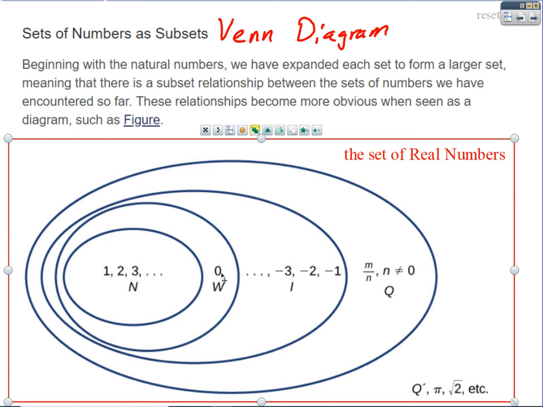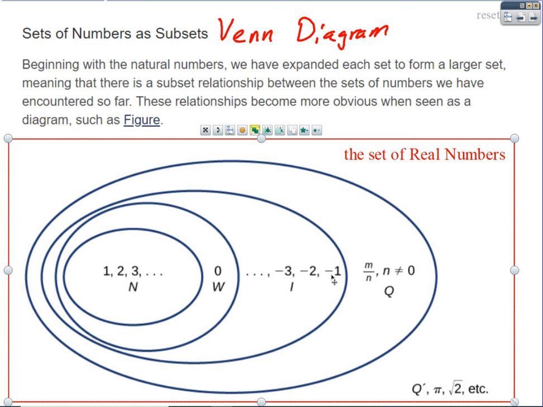It's a nice way to see it visually, isn't it, right? So the set of integers includes the set of whole numbers, but there are some elements of the set of integers that are outside of the set of whole numbers, and those would be the negative natural numbers, right? Make sense?